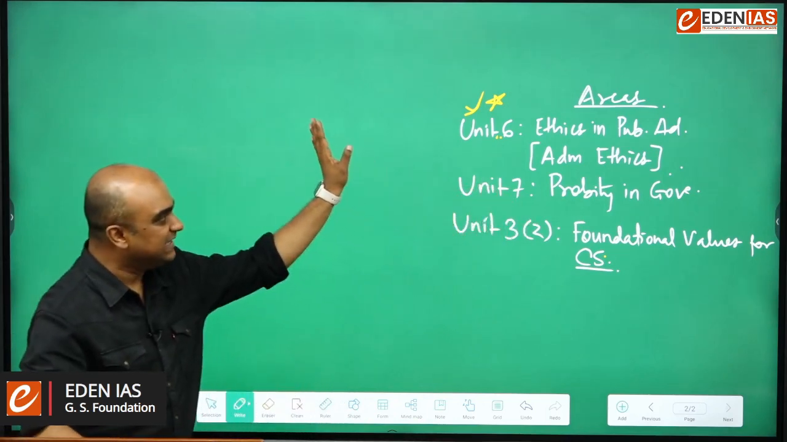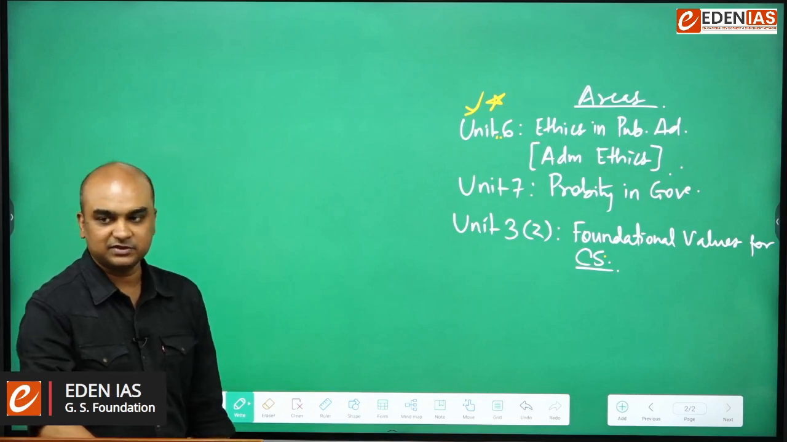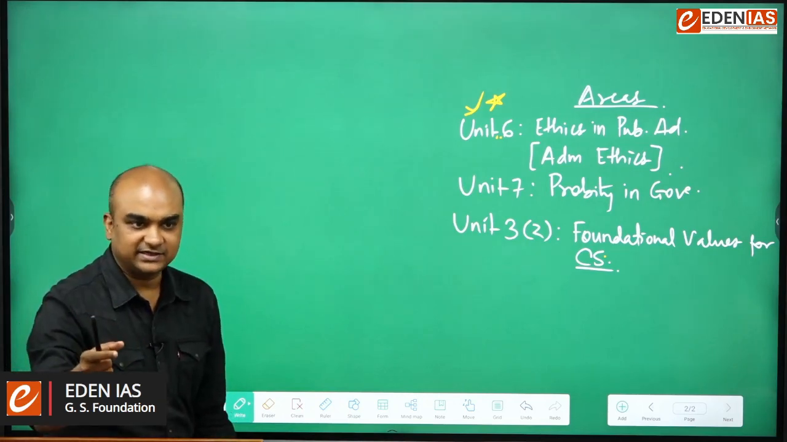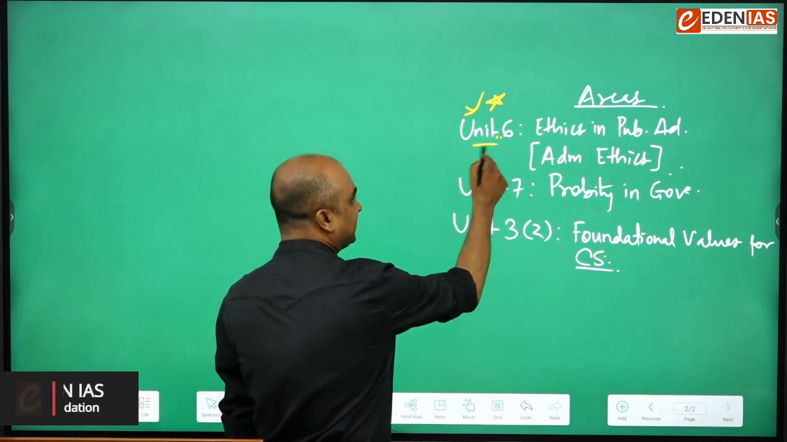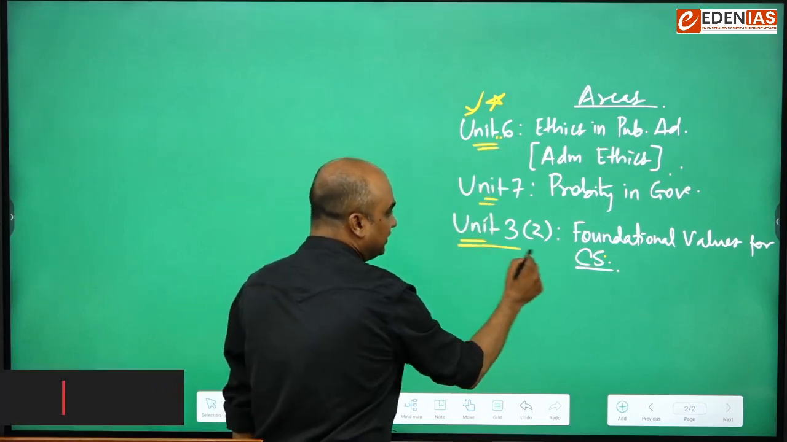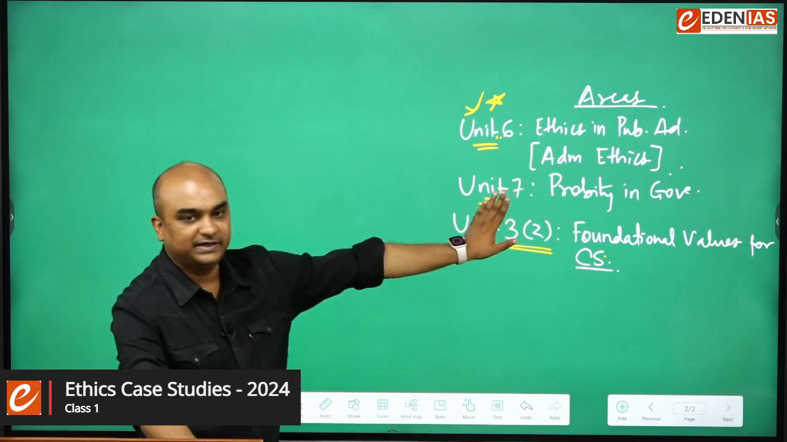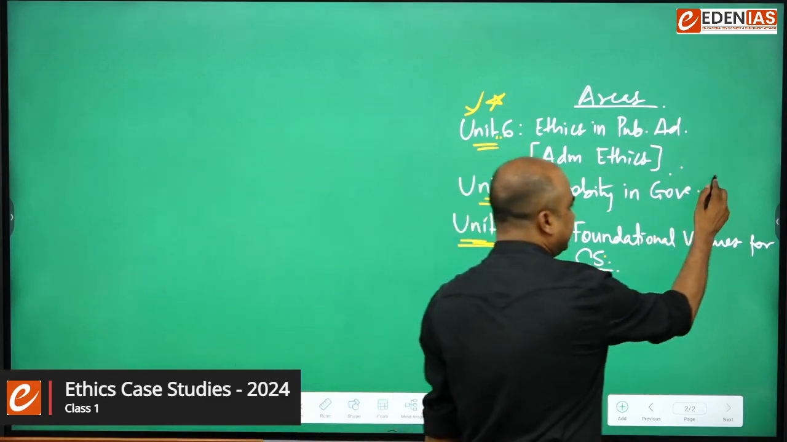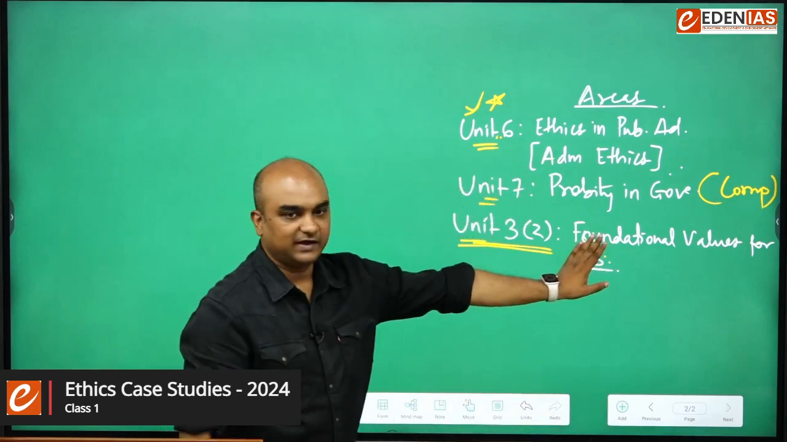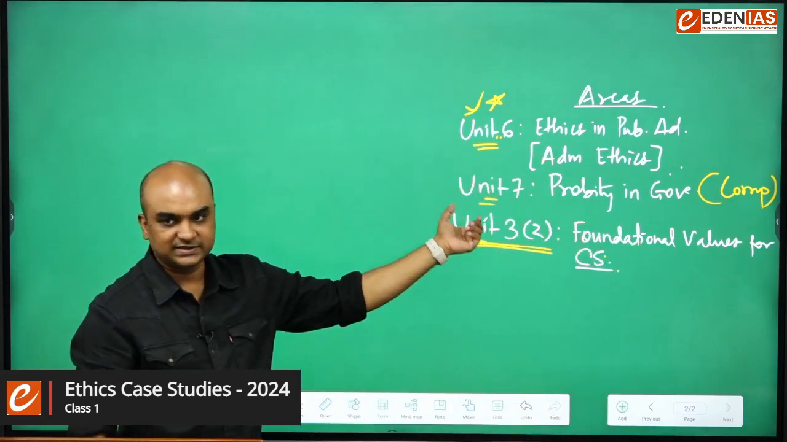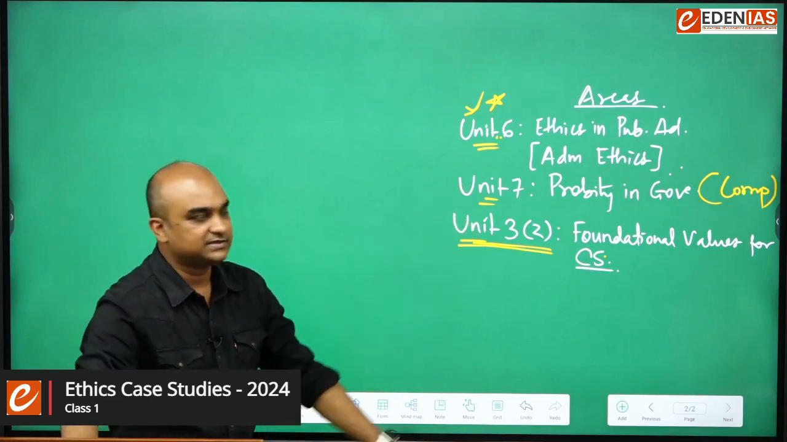So these are the 3 key areas. If you check the previous year's question papers on the basis of intelligent inference, you can say that these are the 3 areas: unit 6, unit 7 and unit 3rd second part. It means administrative ethics, probity in governance. Here cases mostly deal with the issue of corruption, and then foundational values for civil services, which is the second part of 3rd unit, aptitude and foundational values for civil services.